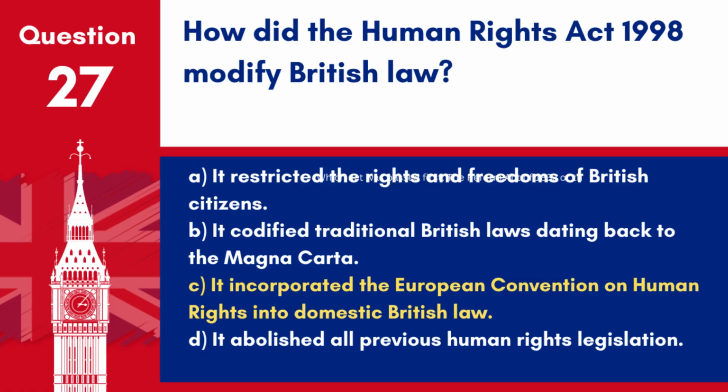Answer: C. It incorporated the European Convention on Human Rights into domestic British law. The Human Rights Act 1998 was significant for embedding the protections of the European Convention on Human Rights into UK law, allowing citizens to challenge breaches of their rights in UK courts.